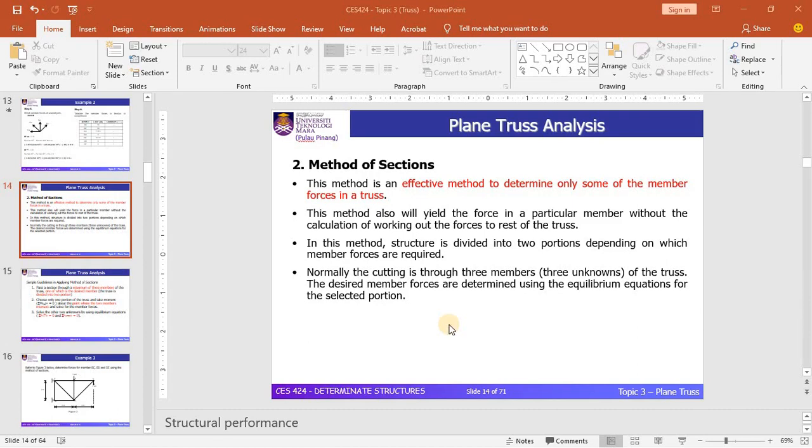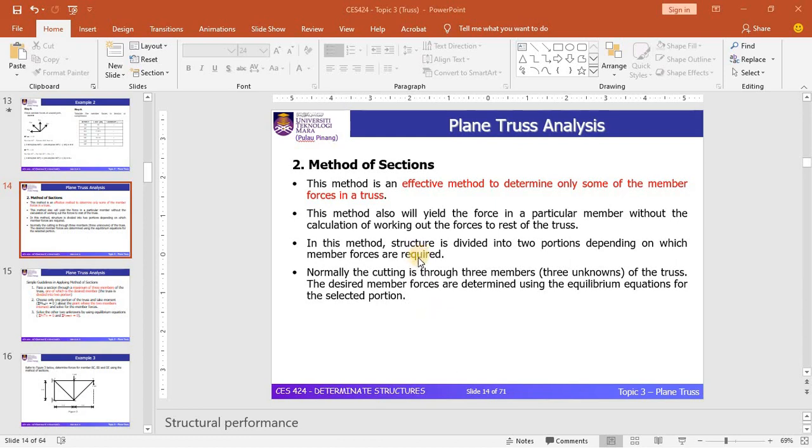Hi everyone. Okay, so in this session I'm going to continue our lecture on topic 3. In the previous lecture I discussed in detail the method of joints. I mentioned that we have another method to learn for truss analysis, which is the method of sections. This method can also be used to solve for internal forces in the members.